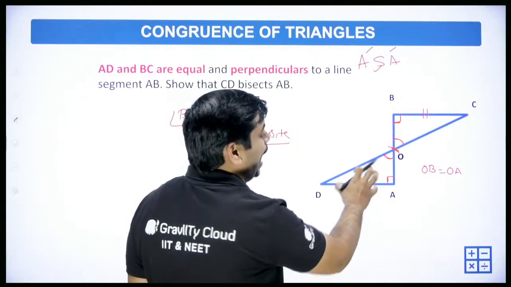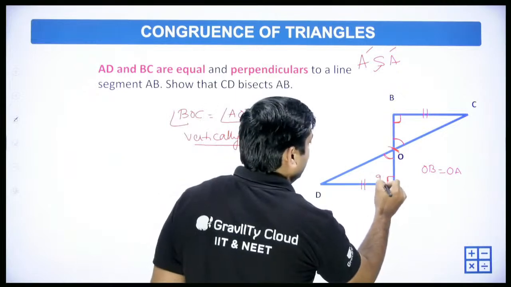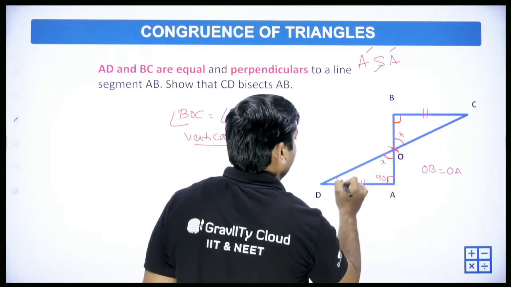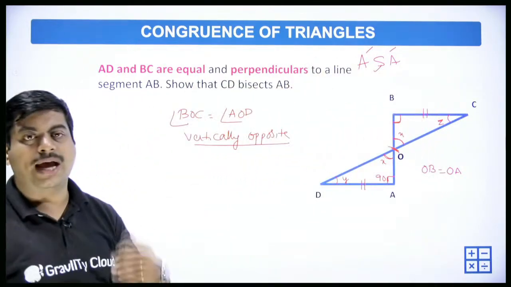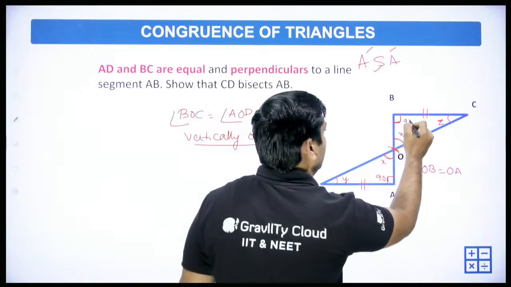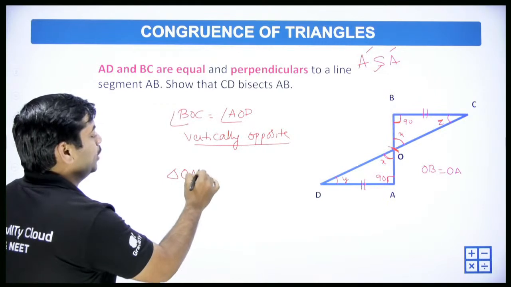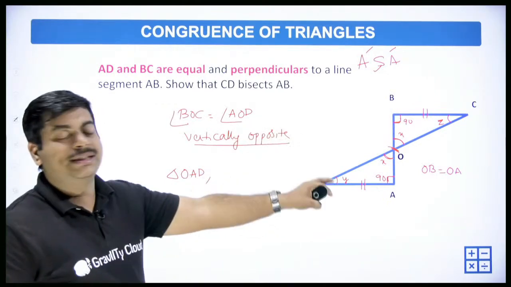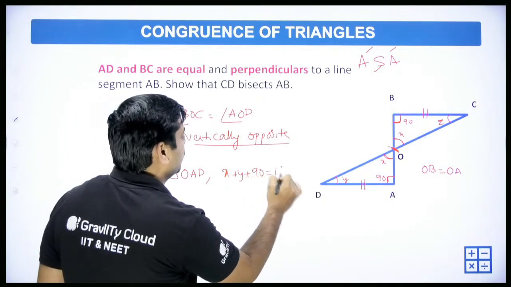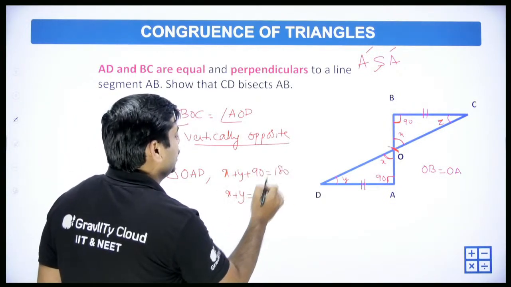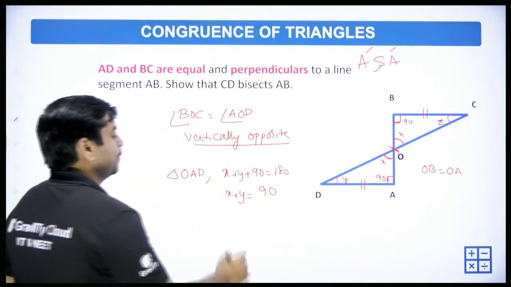The sum of the angles of a triangle is 180, you know that, right? Let's say this is 90. This is X, this is X, and let's say this is Y and this is Z. We still don't know whether Y and Z are equal or not. In triangle OAD, the sum of the angles is 180 degrees, so X plus Y plus 90 should be equal to 180. So X plus Y is equal to 180 minus 90, which is 90, right?